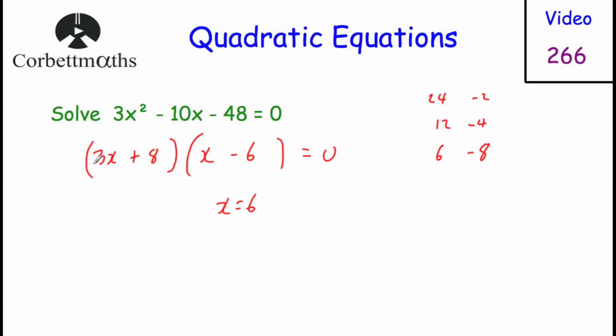This bracket, whenever I have a 3x plus 8 equals 0, I tend to write 3x plus 8 equals 0 and then just minus 8 from both sides. So 3x equals minus 8, and then divide by 3, x equals minus 8 thirds, like so. So there are our two solutions, that either x equals minus 8 thirds or x equals 6. And that's it. So we have solved a harder quadratic equation by factorising.